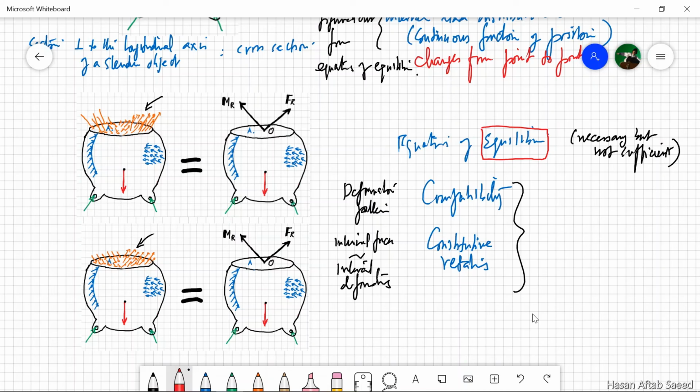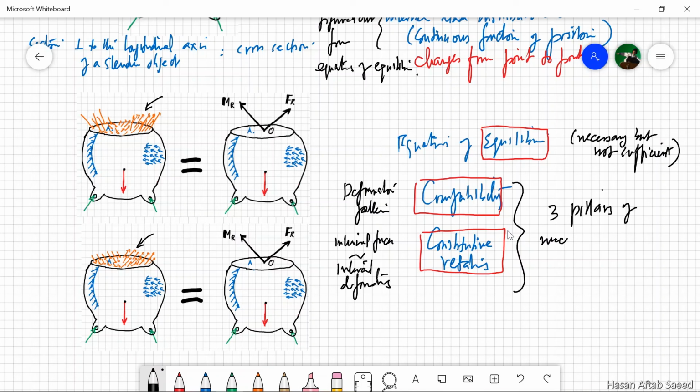Equilibrium, compatibility, and constitutive relations are then the three pillars of mechanics of materials. You will soon see that instead of forces and displacements, it is often more advantageous to use the concepts of stress and strain respectively. These we will take up one by one.